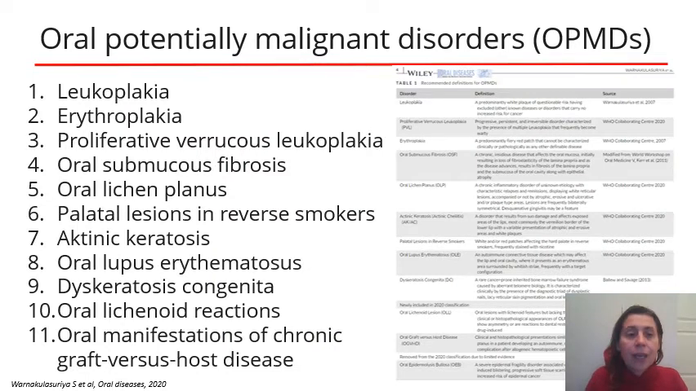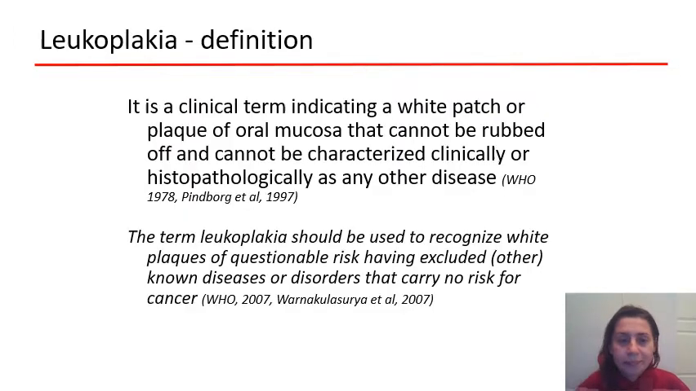This is the currently acknowledged list of oral potentially malignant disorders, from a very recent publication in collaboration with WHO that went through all the evidence for each of these particular lesions to indicate an increased risk for development of oral cancer. In this lecture, we will discuss leukoplakia and erythroplakia.